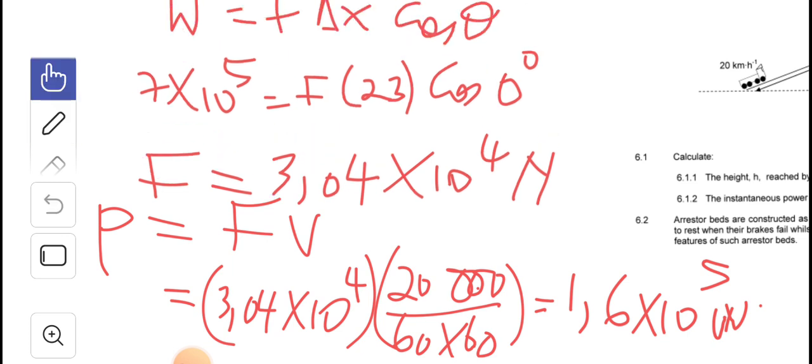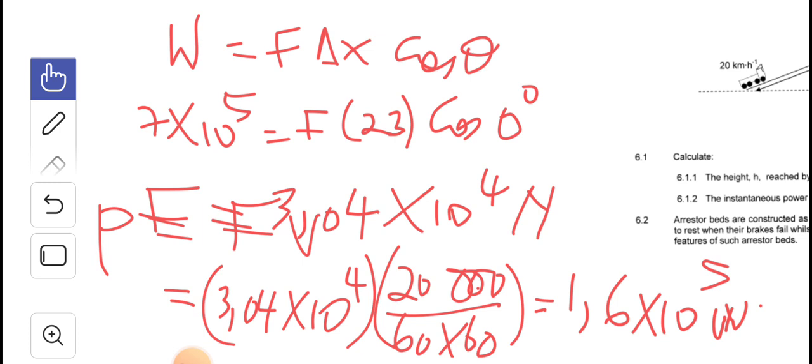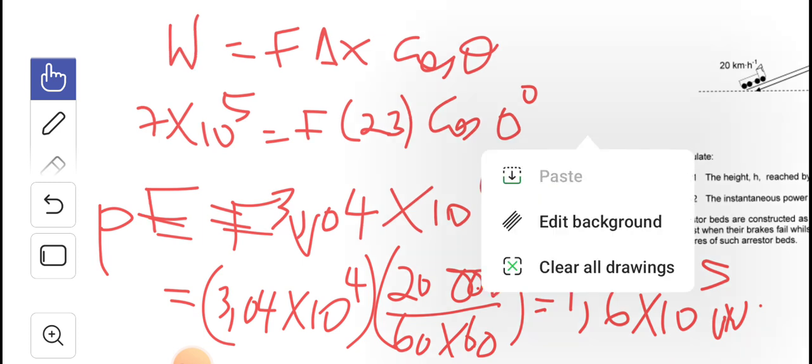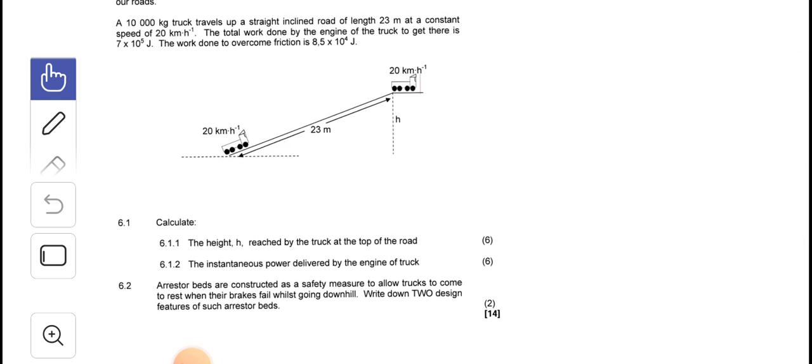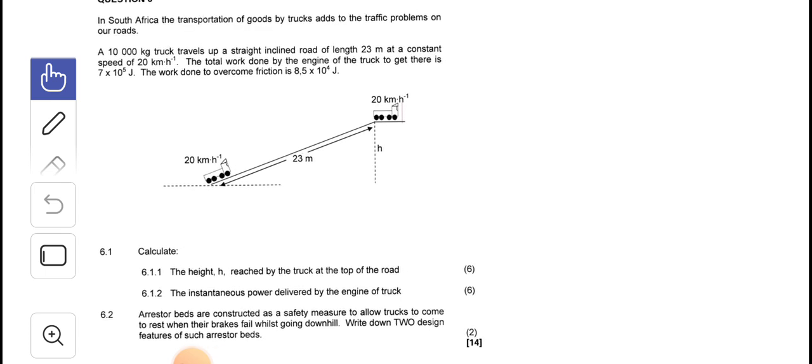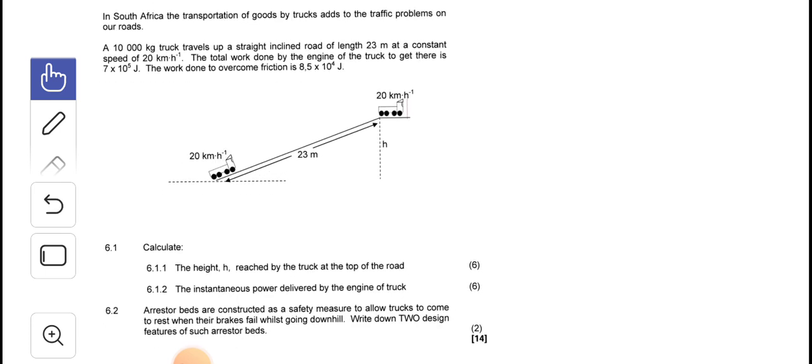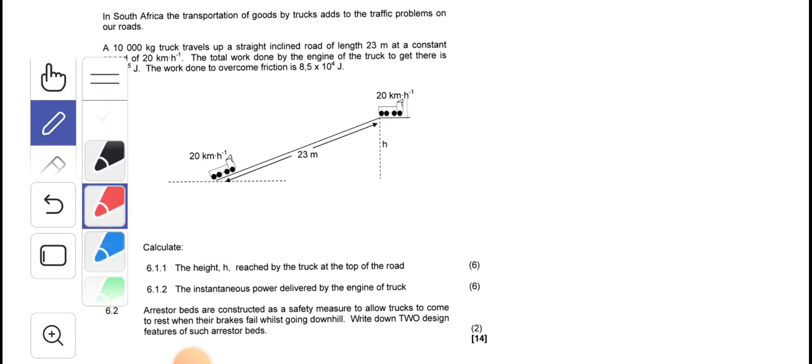And then the next question is the very last one, and it is pretty straightforward. They're saying arrestor beds are constructed as a safety measure to allow trucks to come to rest when their brakes fail whilst going downhill. Write down two design features of such arrestor beds. Okay, the arrestor beds will be given as follows.